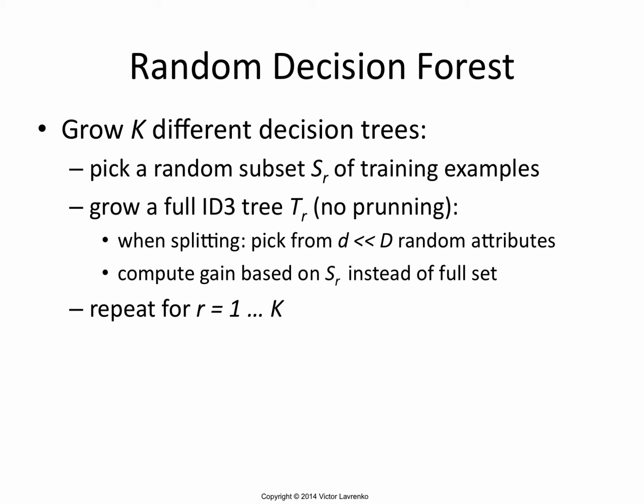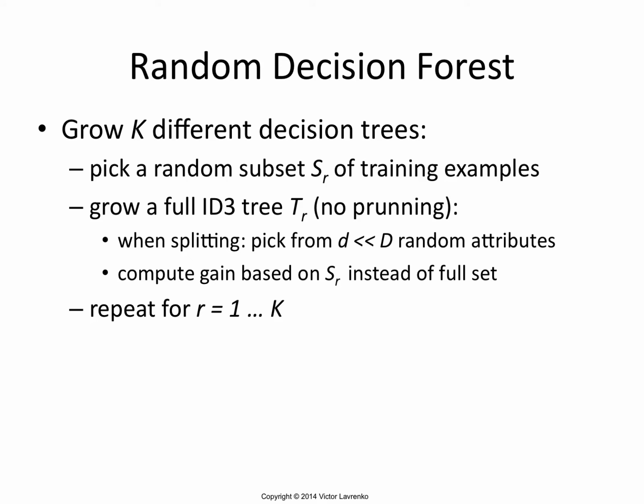So you take your set of examples, pick a random subset SR, and use that SR to build a full decision tree. You run the ID3 algorithm, you don't do any kind of pruning, and from just that subset of the data, you build an entire tree with one caveat. Whenever you're doing the splits, you don't use all the attributes, you pick a subset of the attributes. So you're using a subset of the data and a subset of the attributes to build a full tree.